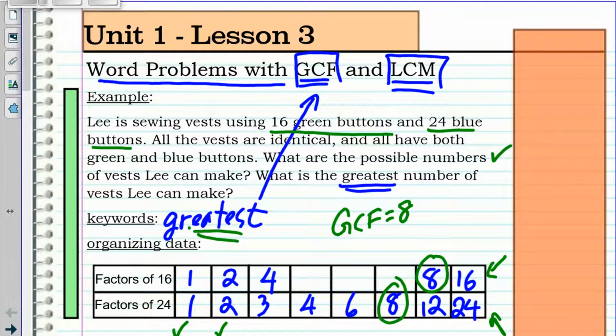He could make 2 vests. If he makes 2 vests, what can he do? He could make 8 green buttons and then 12 blue buttons on each. He could also do 4 vests, and so on and so forth. So here we got 8. 8 is the greatest amount of vests that he can make. So that would be the final answer. All right, so let's move on to the next question.